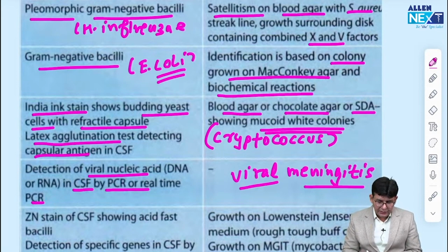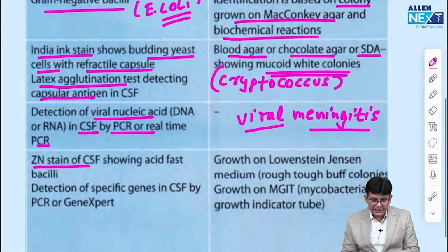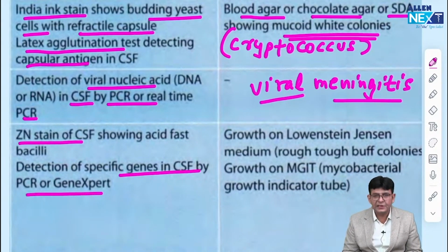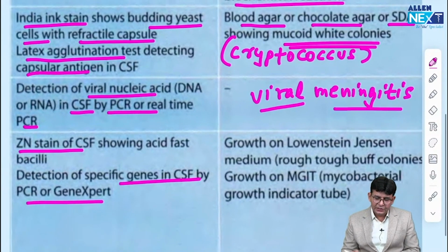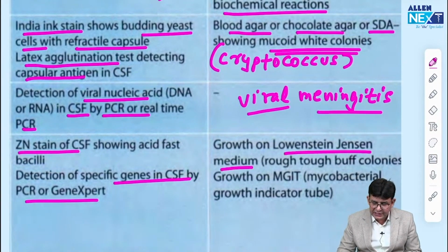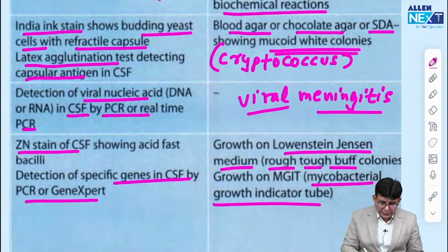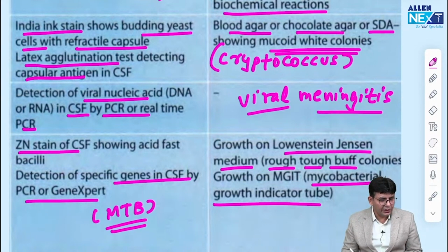Now this is obvious: the ZN stain of CSF showing acid-fast bacilli, detection of specific genes in the CSF by PCR or GeneXpert, and the growth is also observed on Lowenstein-Jensen media, rough, tough and buff, and the mycobacterial growth indicator tube. So which organism are we talking about? We are talking about Mycobacterium tuberculosis causing TBM, that is TB meningitis.